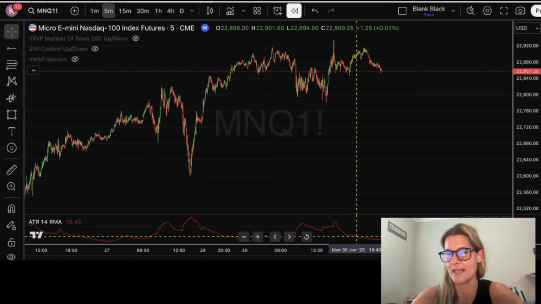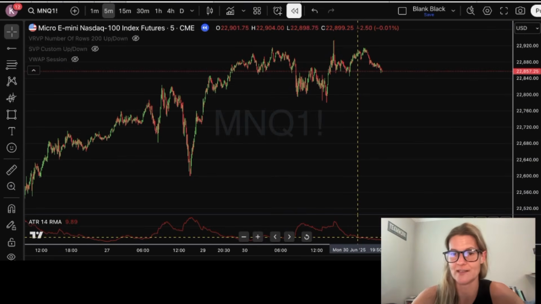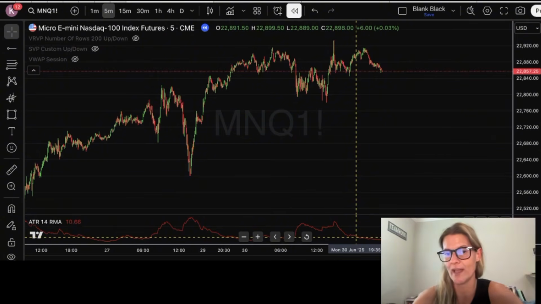So if you're taking a trade at a time when the average range is, you can see my cursor here, 9 points, and you're setting a target that's 50 points away, that's not very likely to happen.